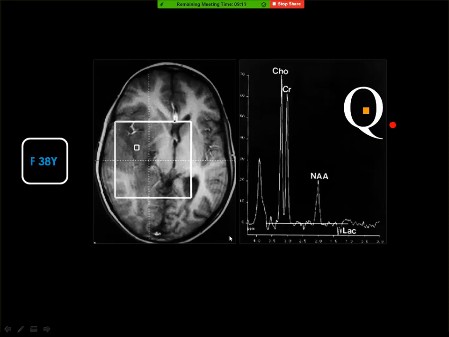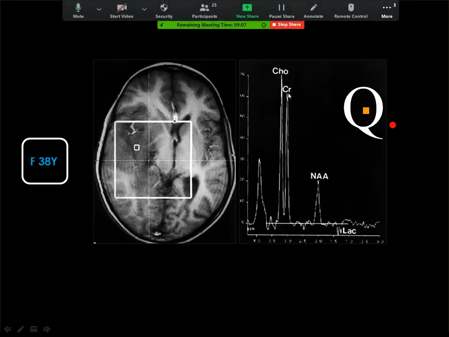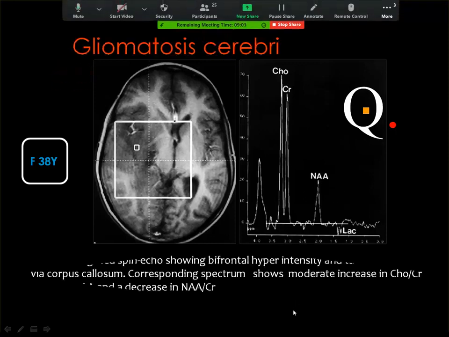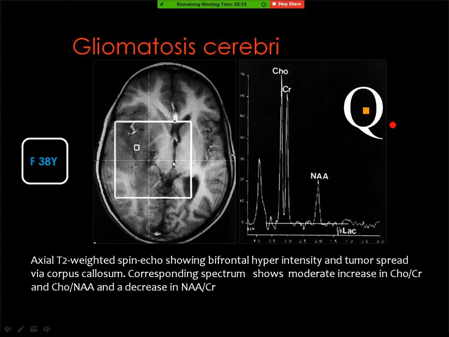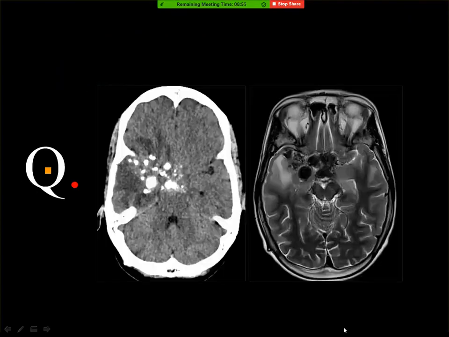And this is a glioma because you have a decrease in the N-acetyl aspartate and a considerable increase in the choline. And because of its diffuse character, you may suspect the possibility of gliomatosis.